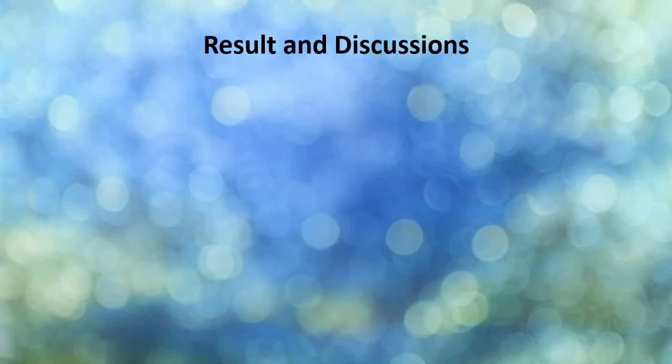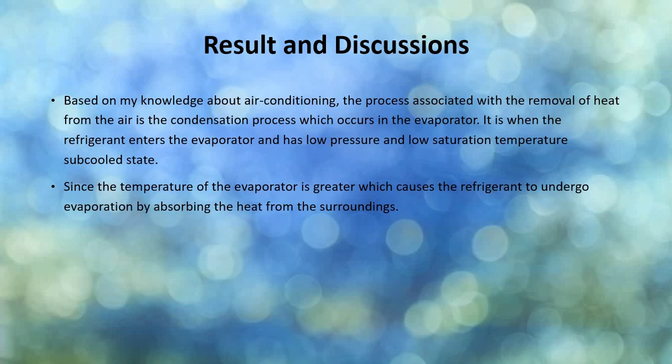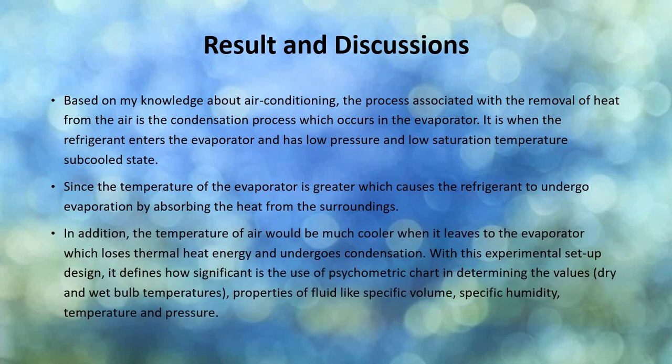So for the results and discussion, based on my knowledge about air conditioning, the process associated with the removal of heat from the air is the condensation process, which occurs in the evaporator of the system. This is when the refrigerant enters the evaporator at low pressure and low saturation temperature in the subcooled state. Since the temperature of the evaporator is greater, the refrigerant undergoes evaporation by absorbing the heat from the surroundings. In addition, the air would be much cooler when it leaves the evaporator, as it loses thermal heat energy and undergoes condensation.